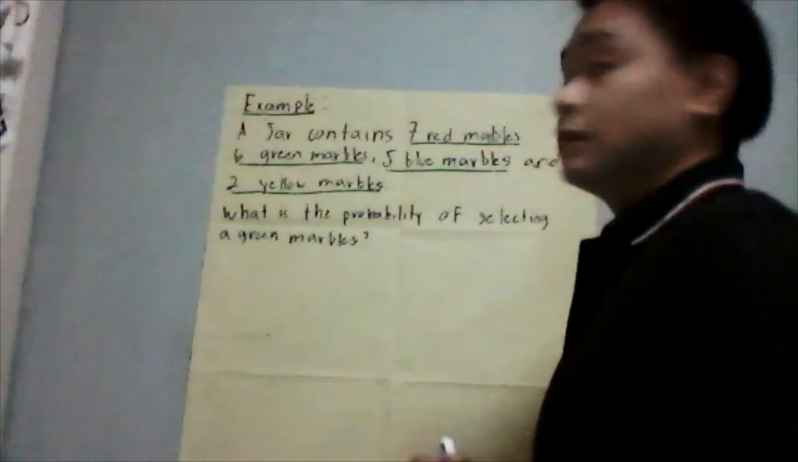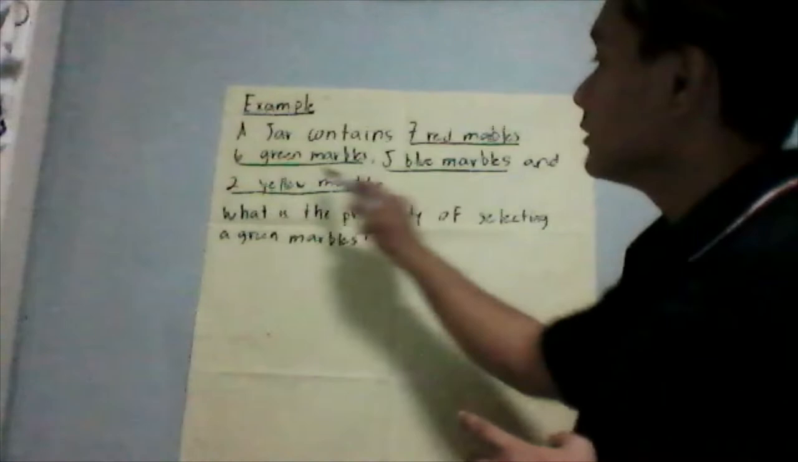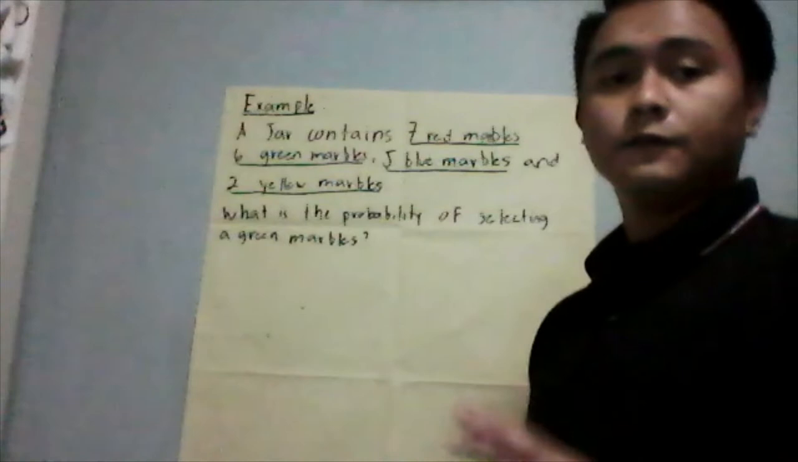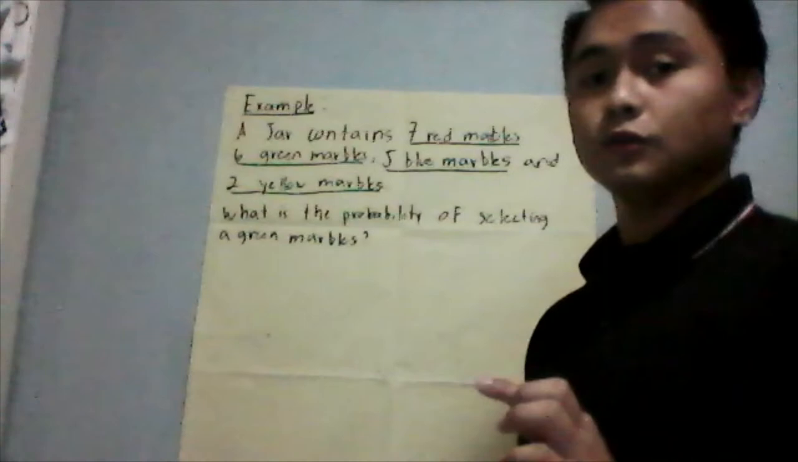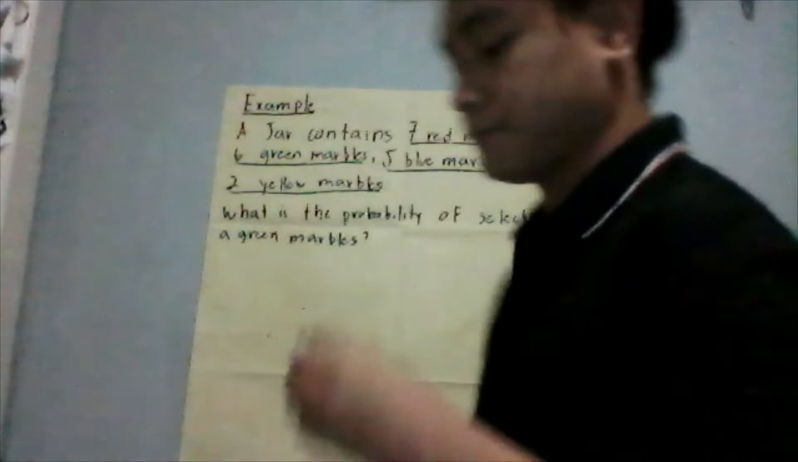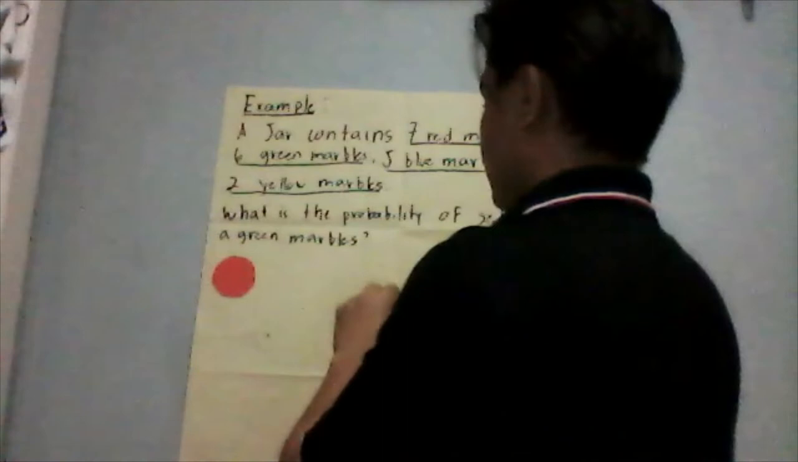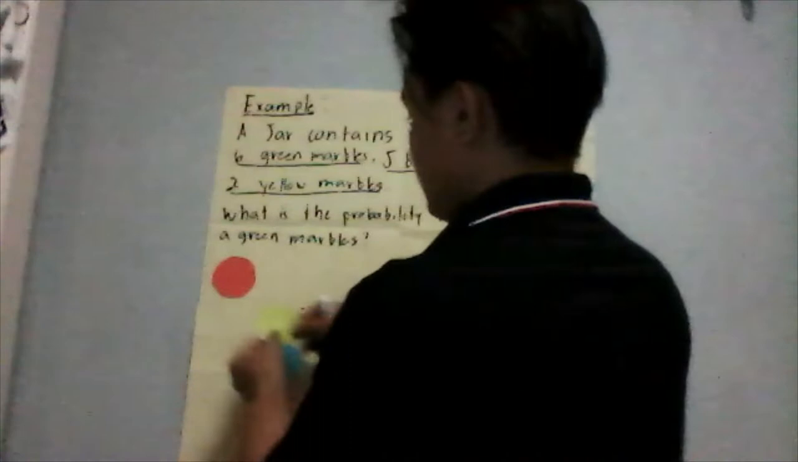So this is our example. A jar contains 7 red marbles, 6 green marbles, 5 blue marbles, and 2 yellow marbles. If you want to calculate the probability of getting, let's say, a green marble, what you need to do is find the number of green marbles. Six green marbles.